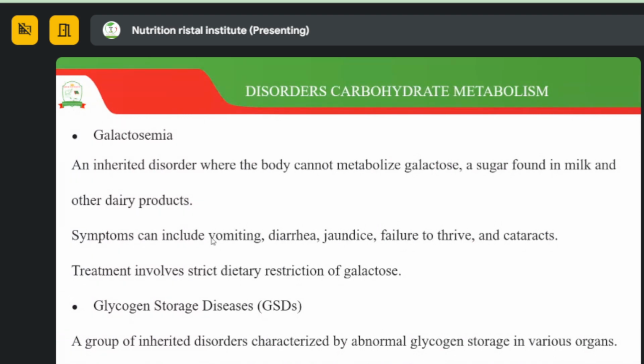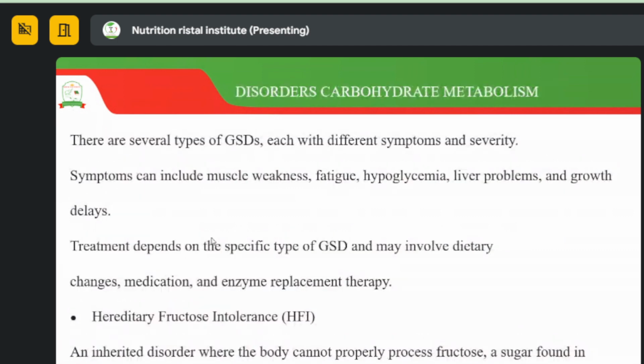Second is the glycogen storage diseases, a group of inherited disorders characterized by abnormal glycogen storage in various organs, just like we discussed earlier during glycogenesis. These diseases come from a problem that has arisen during the breakdown or the storage of glycogen in your body. You may have a deficiency of an enzyme, or a failure to form the branches. Basically, these glycogen storage diseases are due to deficiencies or errors in enzymes, so abnormal glycogen will be stored in various organs.